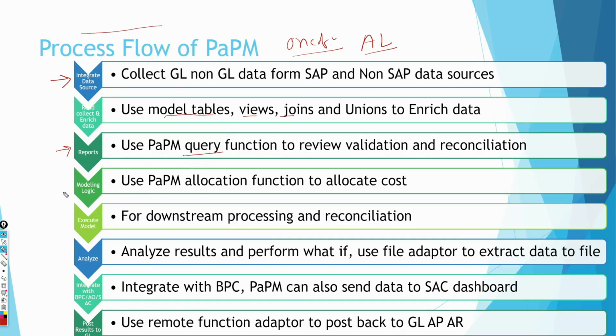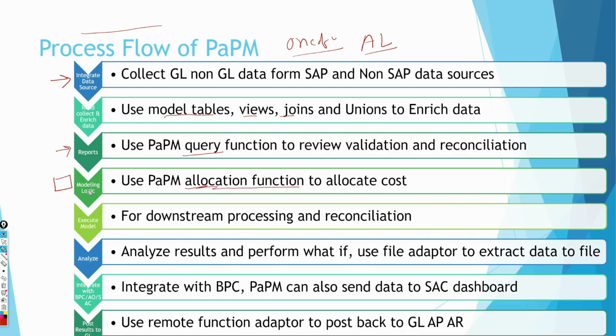Now, once you have the data, then you build a modeling logic. Modeling logic is how to allocate that source. For example, in a cost center allocation, there is a source cost center, there is a target cost center, and there is a ratio that we need to allocate. So that portion of modeling will be using the allocation function to allocate cost.